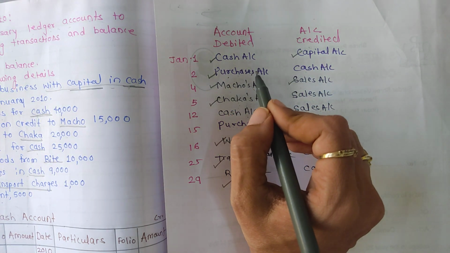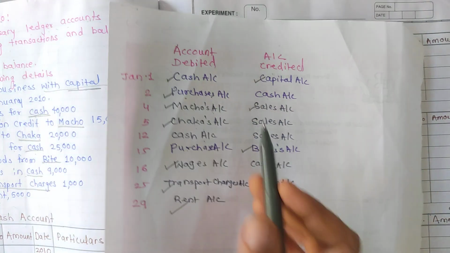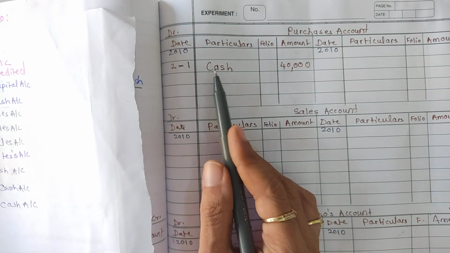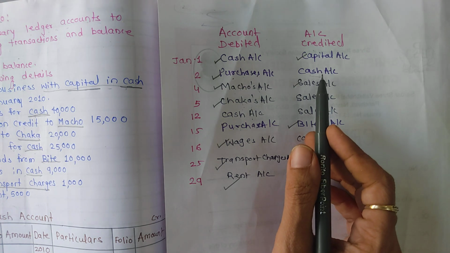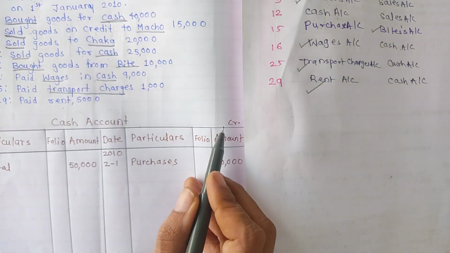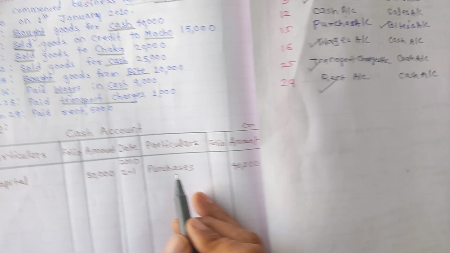Purchases account. So you are writing in the purchases debit side. When you are writing, you have to write the name of the account which is credited. So here cash will come. And in the cash account, it is on the credit side. So you are writing on the credit side of cash account, you are writing the name of the account which is debited, that is purchases.